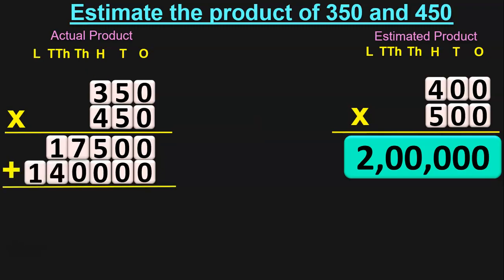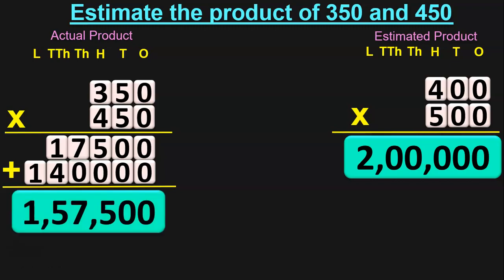So the answer you'll be getting is by adding these two products. When you add these two products, you get the answer to be 1,57,500. But there is a vast difference between the actual product and the estimation that we made. This is the case when the numbers that you're going to multiply are either in the middle range or above the middle range. Because when the number is in the middle value or above the middle value, we always round it up to the upper limit.